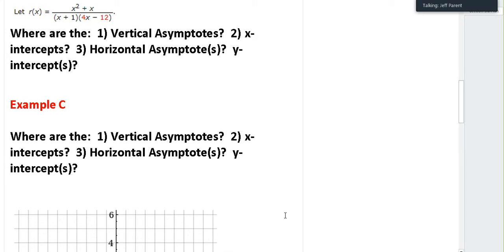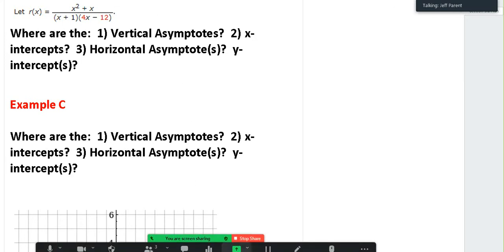So R of x is x squared plus x divided by x plus 1 times 4x minus 12. And let's work on finding the asymptotes, the vertical asymptotes first. So the vertical asymptotes, those are going to occur where the denominator is equal to 0.